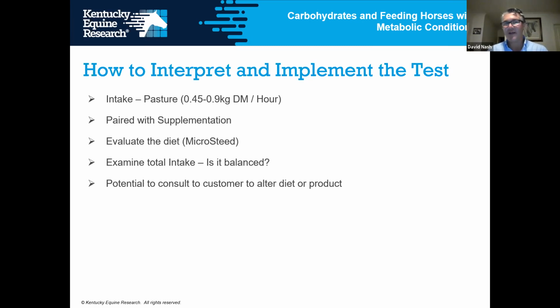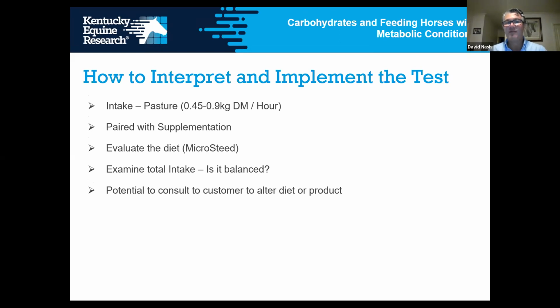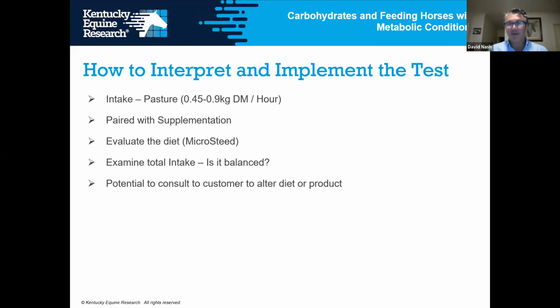When we're formulating the diets, we'll pair this with supplementation. For us at KER, we'll use the MicroSteed evaluation programs and examine the total intake. And is it balanced? And is it balanced for these specific horses, which Rebecca will go into more detail. So this is a potential for us to consult to our customer and alter the diet or the product, determining what forage is being fed to the horse.